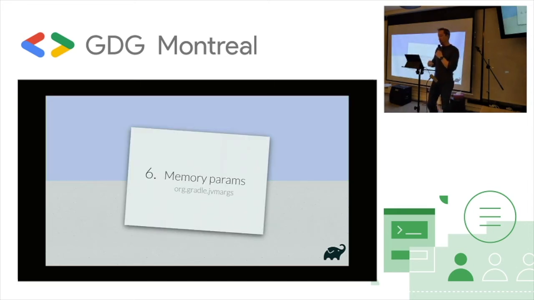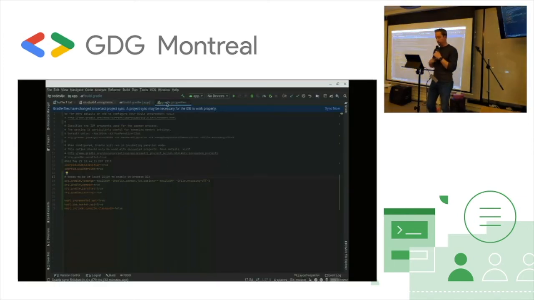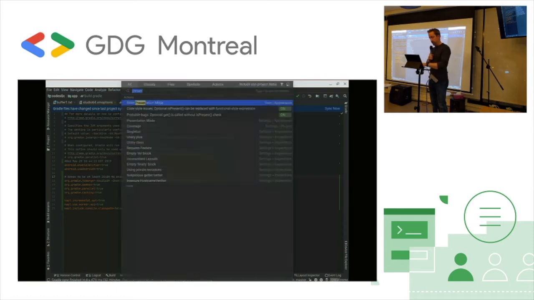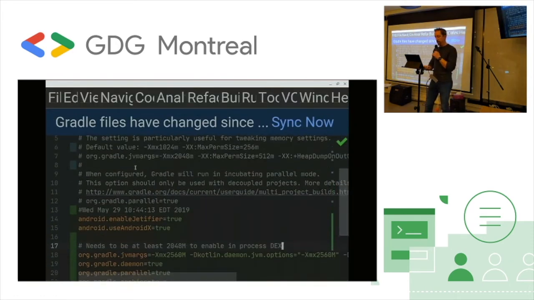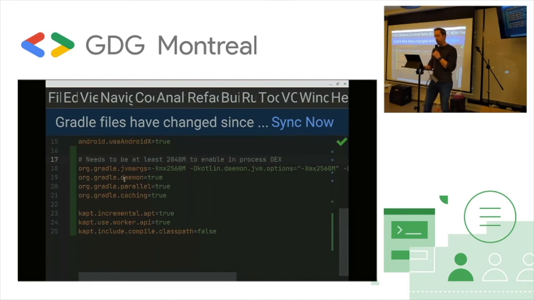So you can tweak memory params. So we can take a look at this one, the Gradle.properties. So these also, I put a couple of things here. So the daemon, the parallel, caching that I talked about. The other one is the JVM args. Basically, when Gradle boots, it also uses a JVM, and you can specify the memory parameters. In that case, I did put 2.5 gig.